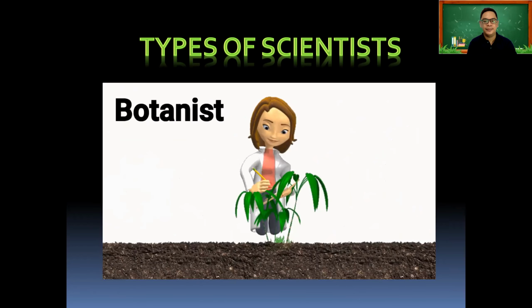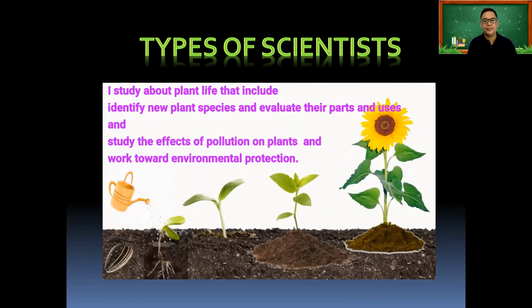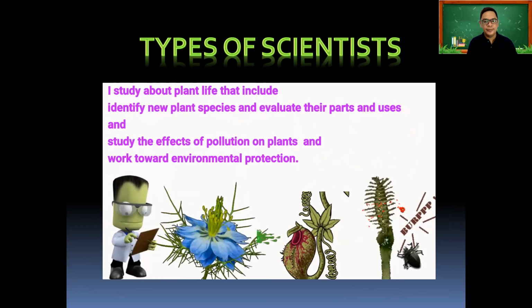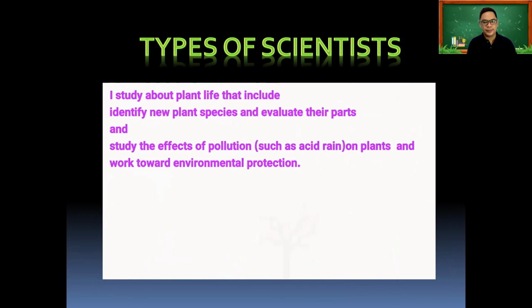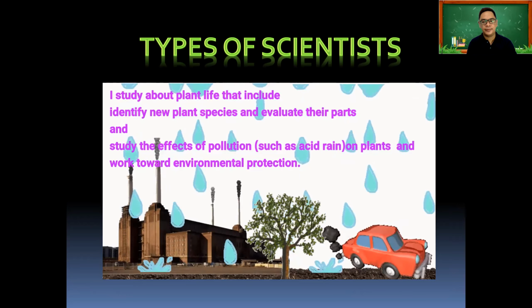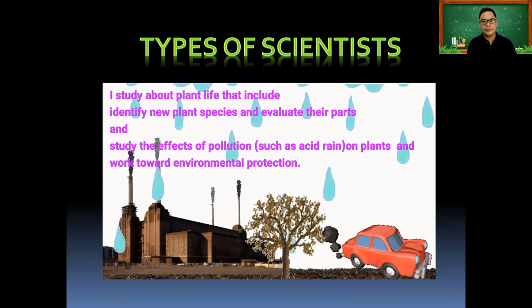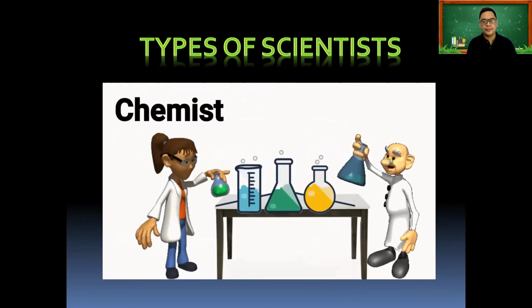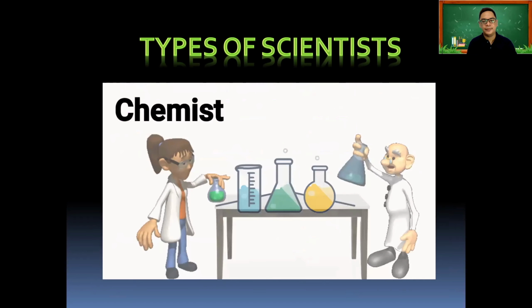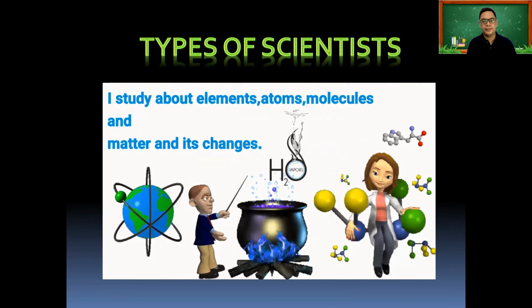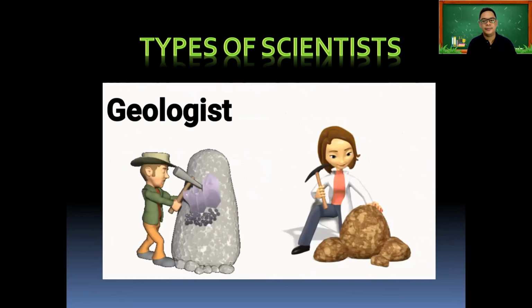Botanist: I study plant life, which includes identifying new plant species and evaluating their parts and uses, and studying the effects of pollution such as acid rain on plants, and working toward environmental protection. Chemist: I study elements, atoms, molecules, and matter and its changes. Geologist.